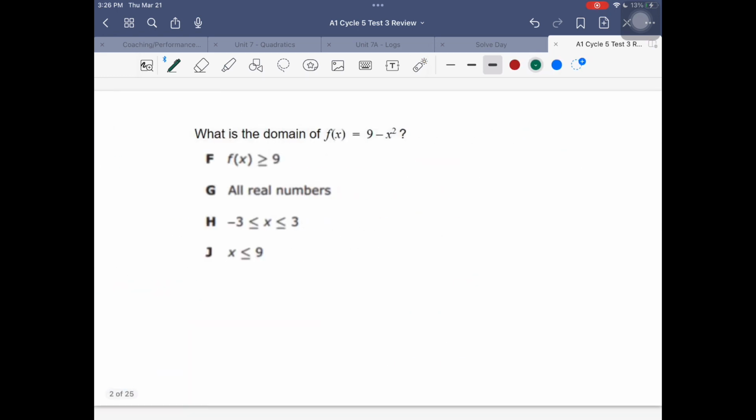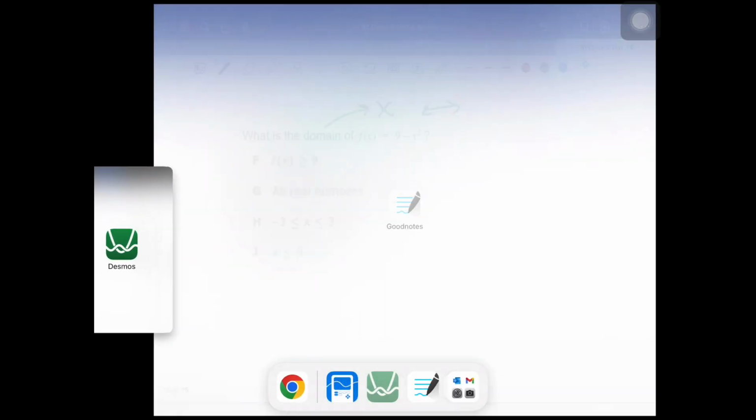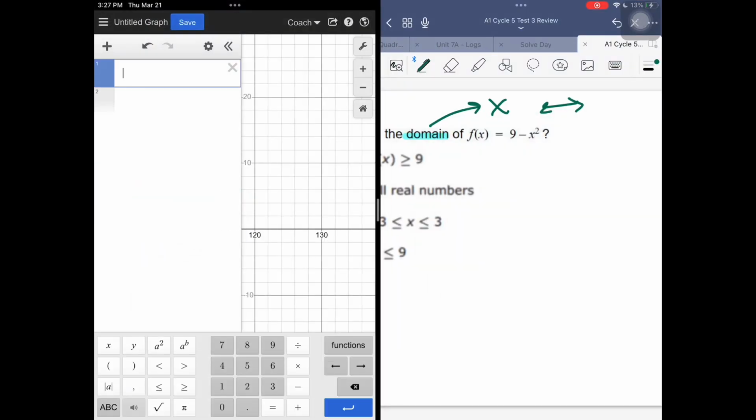So here's the first one that we have. It says, what is the domain of 9 minus x squared? We know domain is dealing with x, and that is left to right. So we come over here. Beautiful. Let's pull out Desmos, and I'm going to put 9 minus x squared. So I need to go home.